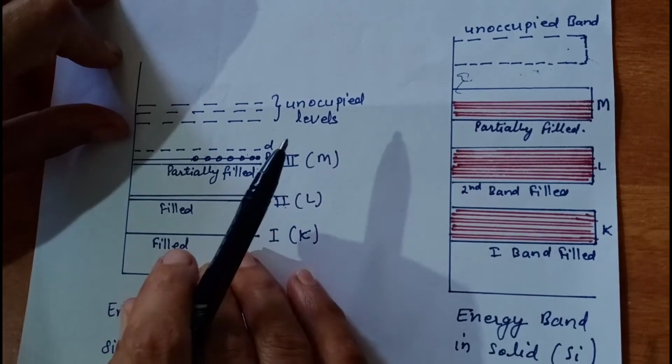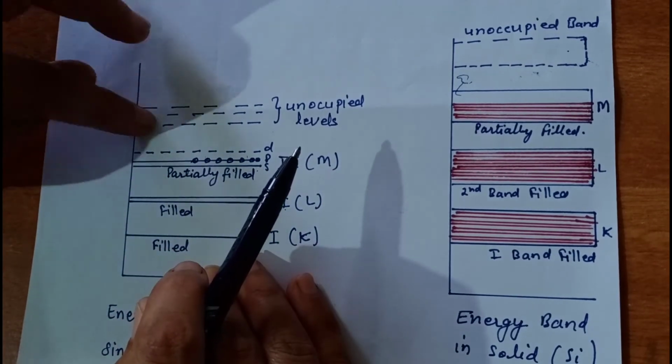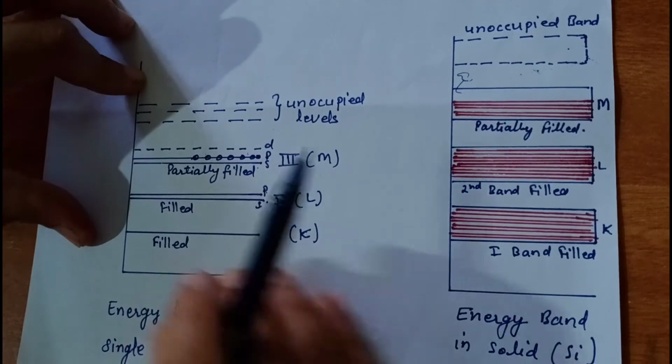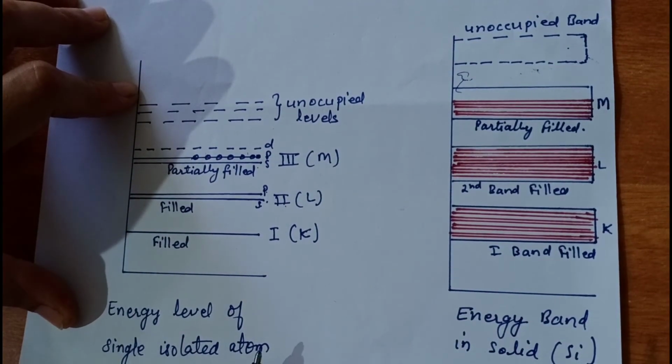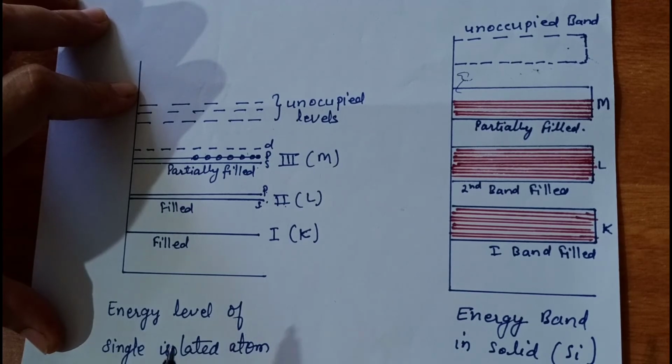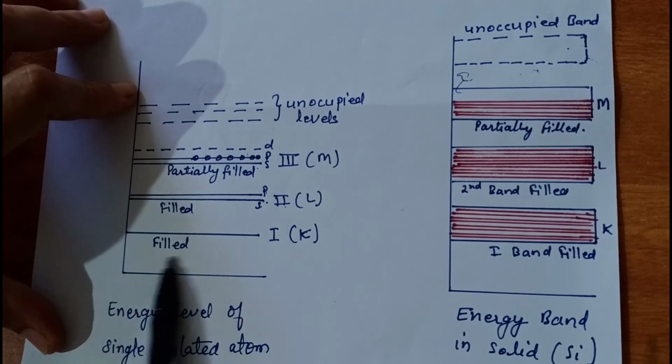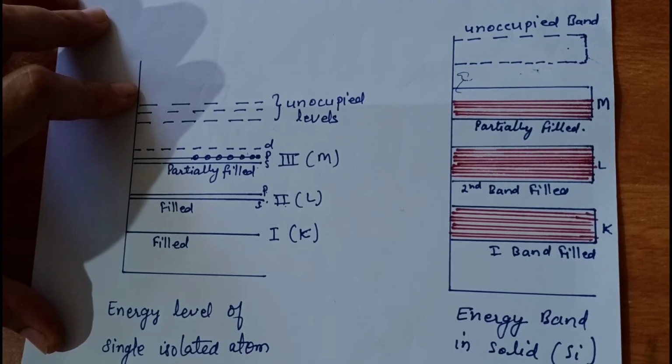And the other energy bands and levels also don't have any electron. So this is the energy level of a single isolated atom. It means the influence of any other atom does not affect this atom. These are single energy levels in isolated atoms.